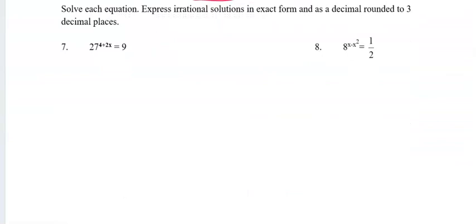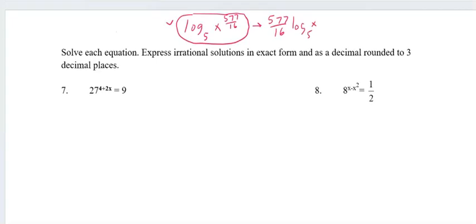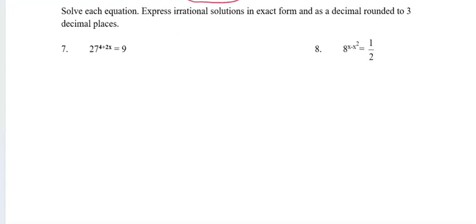All right, 7 and 8, we're solving these equations, and this is going to be the common base technique, and so I need to rewrite 27 and 9 using the same base number, and that base number is going to be 3. So 27 is 3 to the third, and 9 is going to be 3 to the second. And now that I've got common bases, I just let these two exponents equal each other.